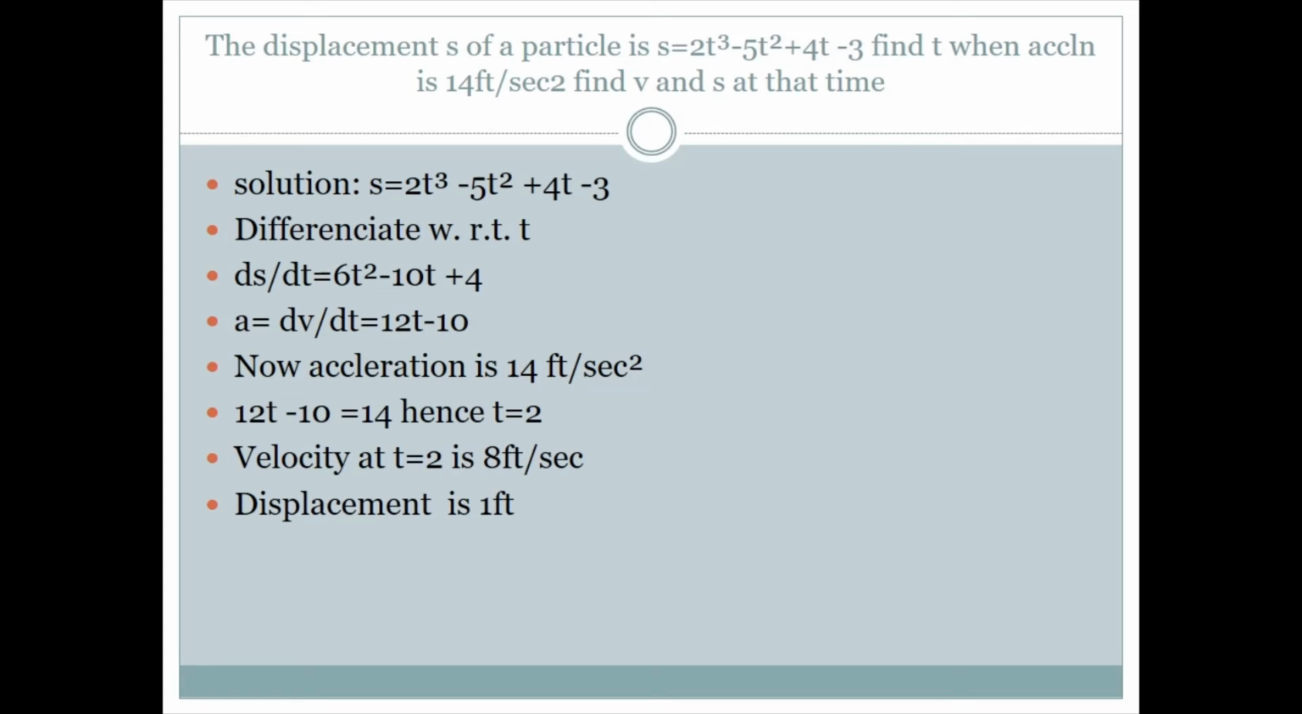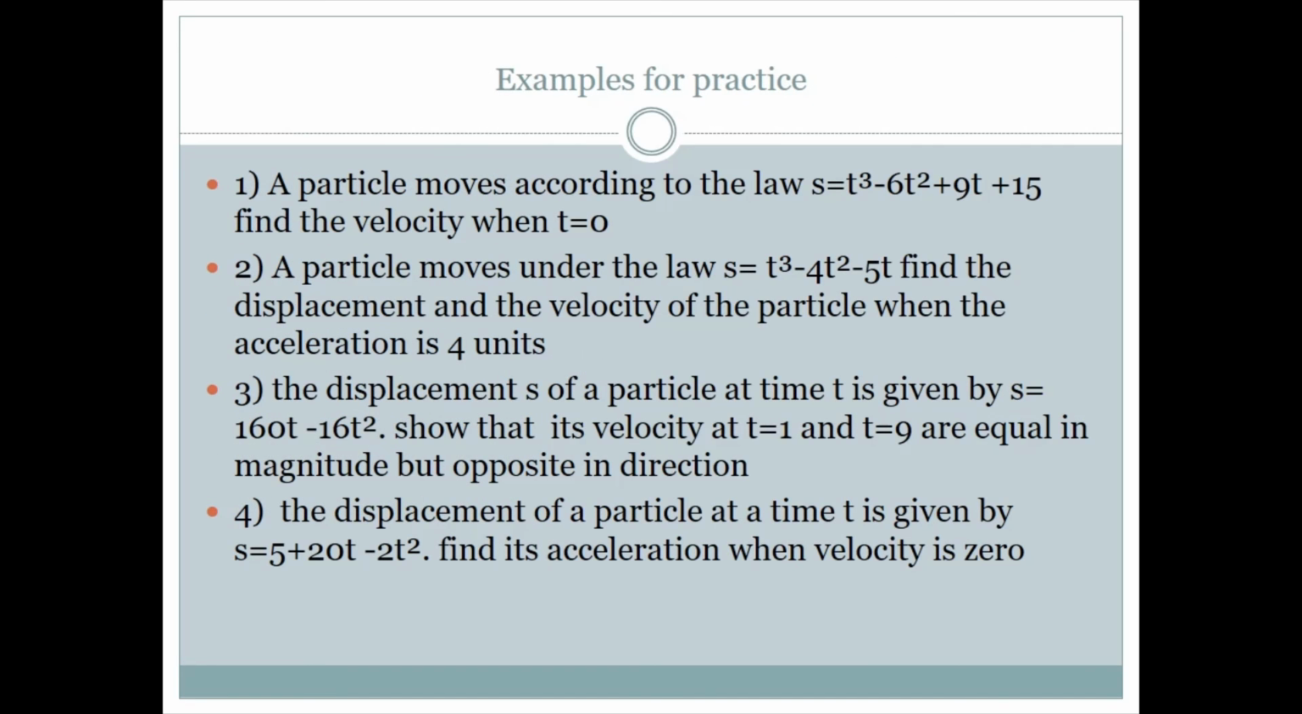Velocity at t is equal to 2. Put the value of t equal to 2 in velocity. We get the value of velocity. Example for practice. Please solve this example for practice.